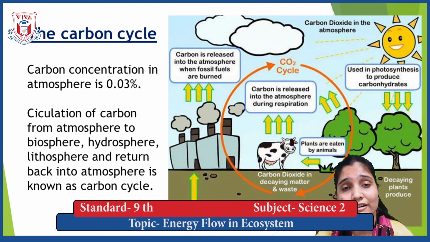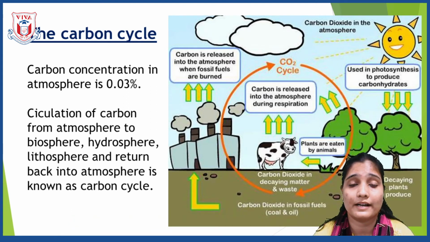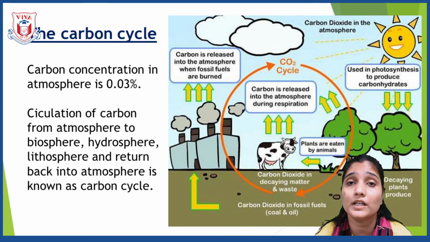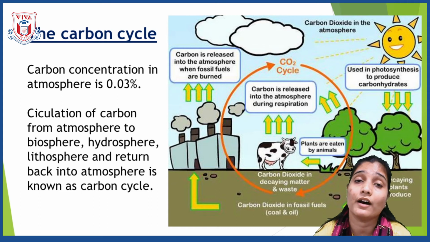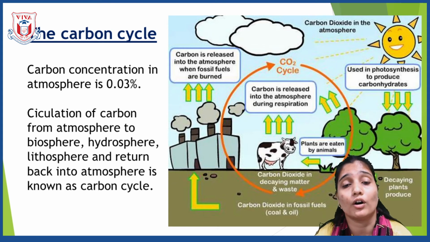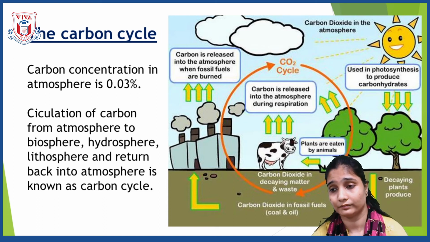So let's start the carbon cycle. The concentration of carbon in the atmosphere is 0.03%. Circulation of carbon from the atmosphere to the biosphere, biosphere to hydrosphere, and hydrosphere to lithosphere, and again returning into the atmosphere. This cyclic flow of carbon is known as the carbon cycle. So let's see the chart.